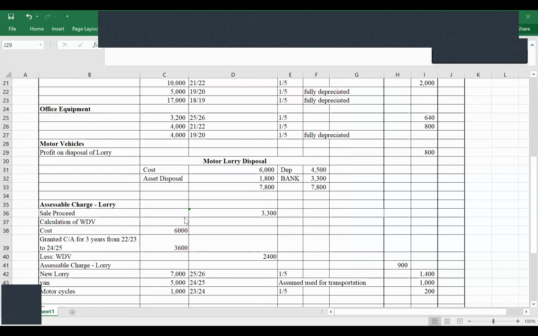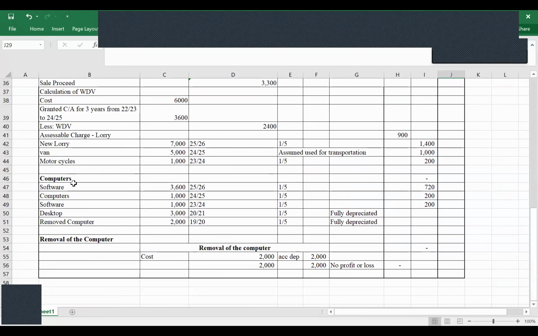Then we have to calculate capital allowances for the computer. For 25-26, purchased one, 5 for 5 years we can grant. 24-25 we can grant. 23-24 we can grant. 2021 fully depreciated. 19-20 fully depreciated. So that is the removed one. We have already removed it.